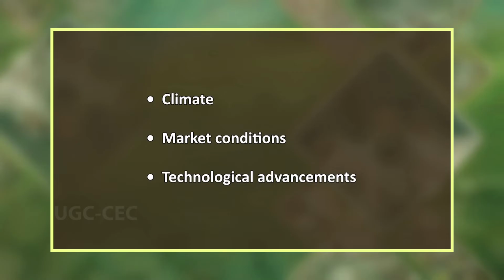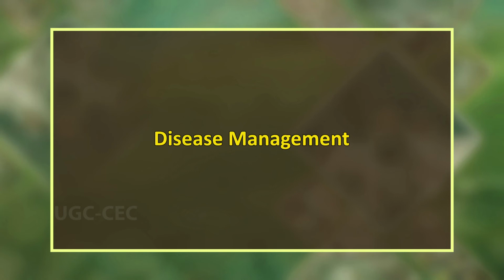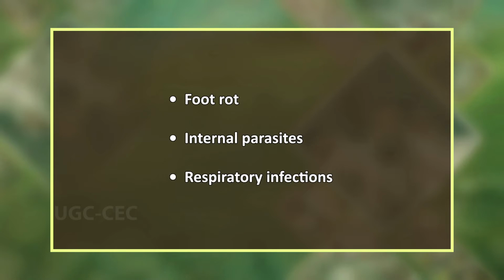Issues of the sheep rearing sector. The sheep industry faces several challenges that can impact the production, management and profitability of sheep farming. These challenges vary across regions and can be influenced by factors such as climate, market conditions and technological advancements. Some common challenges include disease management. Sheep are susceptible to various diseases and managing their health can be challenging. Diseases such as foot rot, internal parasites and respiratory infections can affect the flock's overall productivity and profitability.